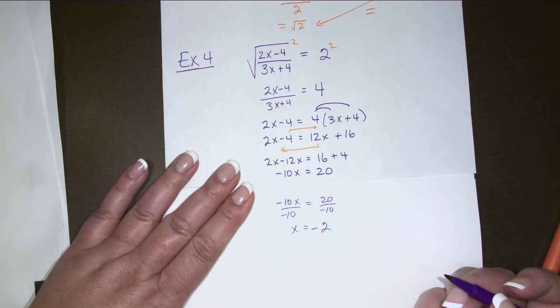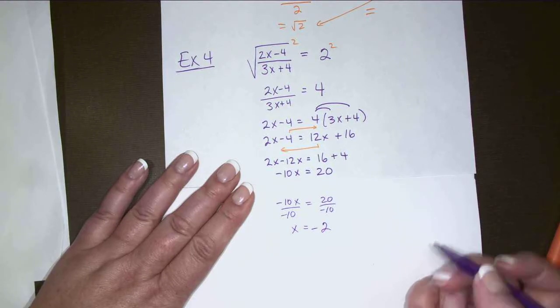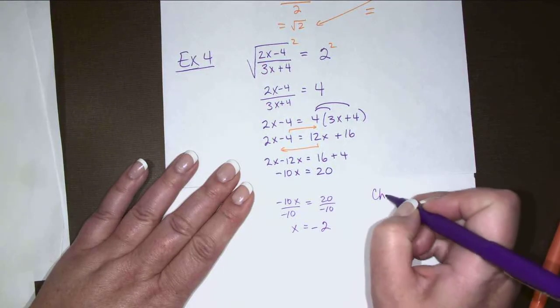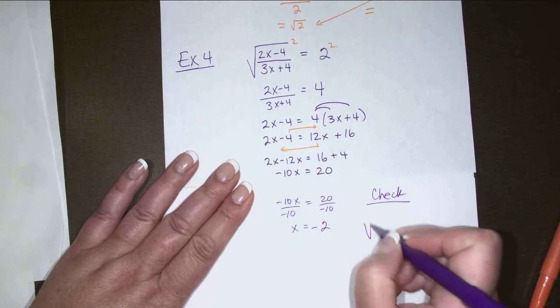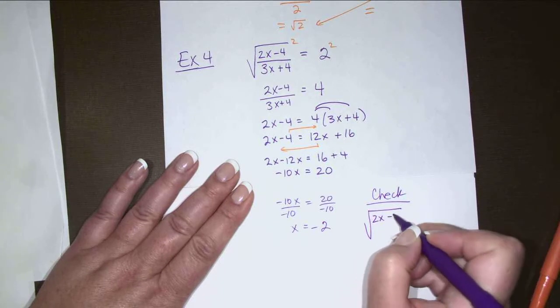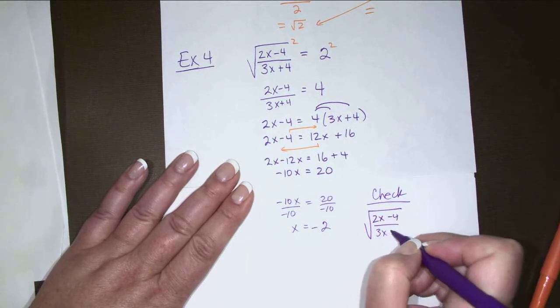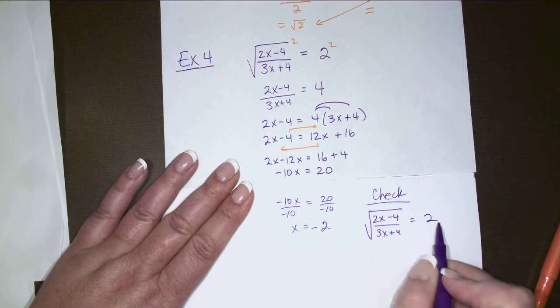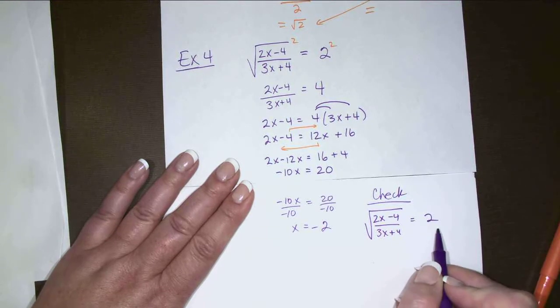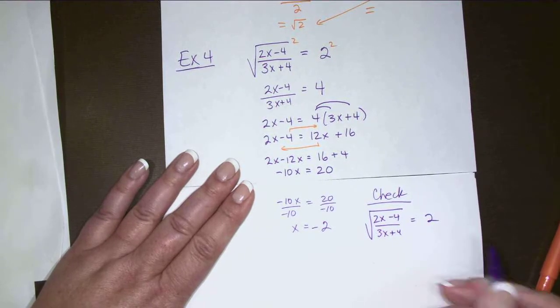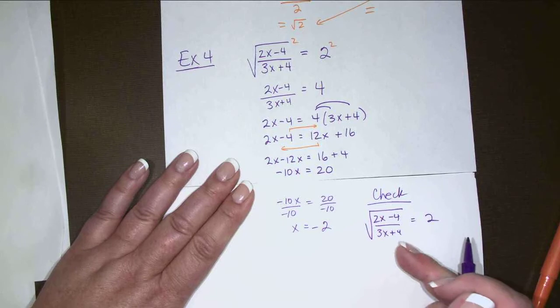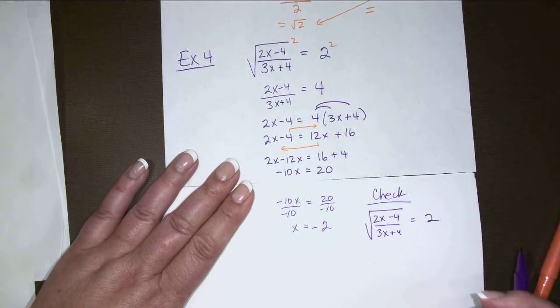And then we have to check, because the question started with the radical, so we have to check our answer. So always write down the original question. You're going to check in the original, before you change anything. And this one, we don't have to plug it into the right and the left, we just want the left-hand side to equal 2. So you can just figure out the left-hand side and say, yes, it's equal to 2 or no.